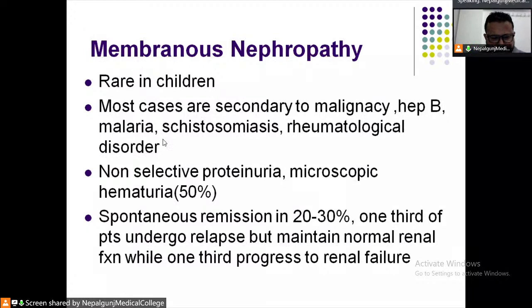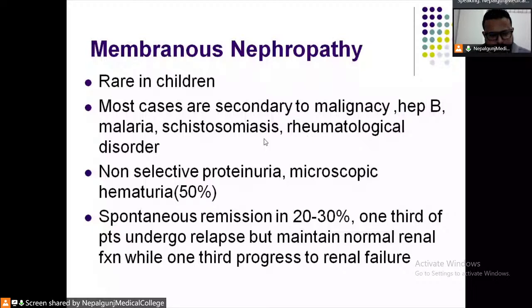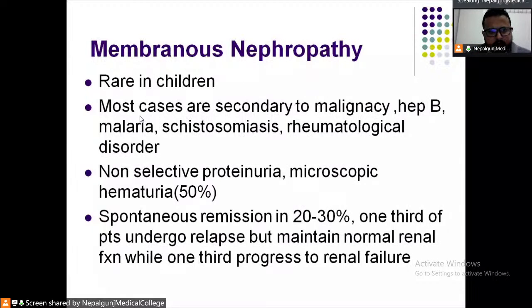The third category is membranous nephropathy. It is rarely seen in children and is the most common cause of nephrotic syndrome in adults. In most cases it is secondary to malignancy, hepatitis B, malaria, schistosomiasis, or hematological diseases. Non-selective proteinuria is there. Microscopic hematuria may be found in around 50% of cases. Spontaneous remission is seen in around 20 to 30% of cases. One third of patients undergo relapse but maintain normal renal function, while one third progress to renal failure.